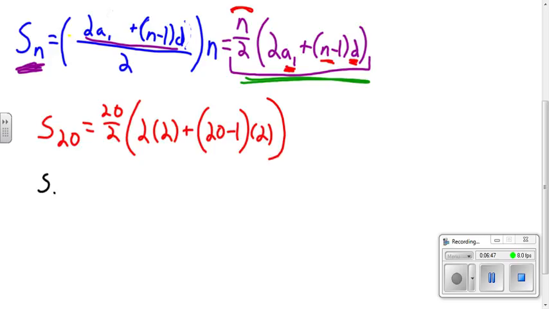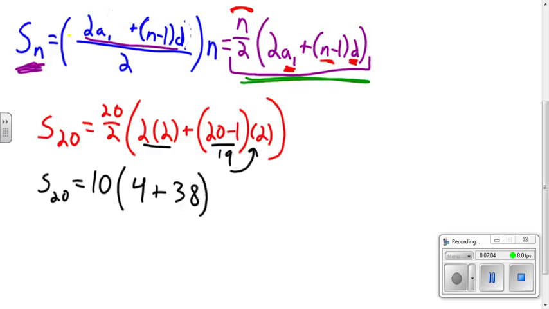We would say s sub 20 equals 20 over 2 is 10 times the amount. 2 times 2 is 4. 20 minus 1 is 19. 19 times 2 is 38. Okay, things are starting to look a little bit better here. 4 plus 38 is going to be 42. So s sub 20 equals 10 times 42 is 420.